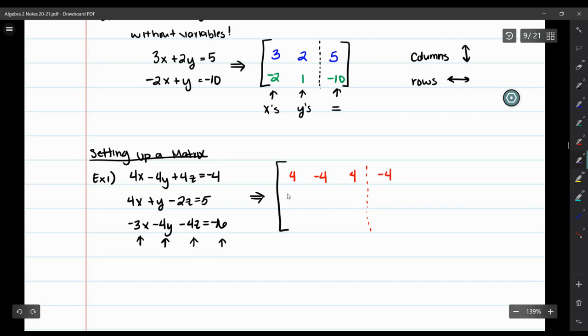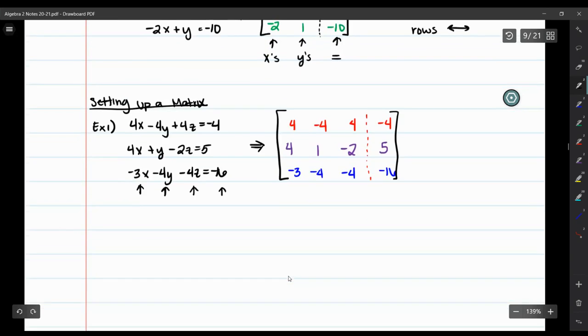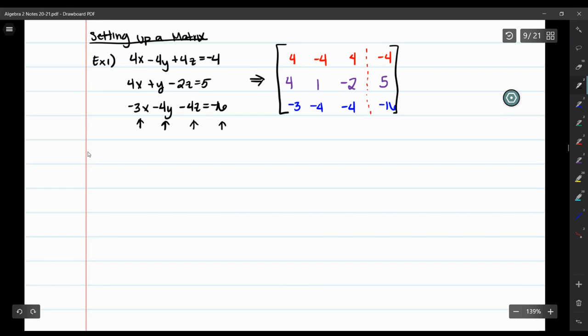And then we have equation 2. The x is a 4, the y is a 1, z has a negative 2 in the front, and the equal sign is a 5. And then the last one we have negative 3, negative 4, and negative 16. And there's your matrix. Now, here in a minute, we're actually going to solve with this matrix, but this is how you set up just a basic translation from equations to matrices. Let's look at another example. Let's try example 2.